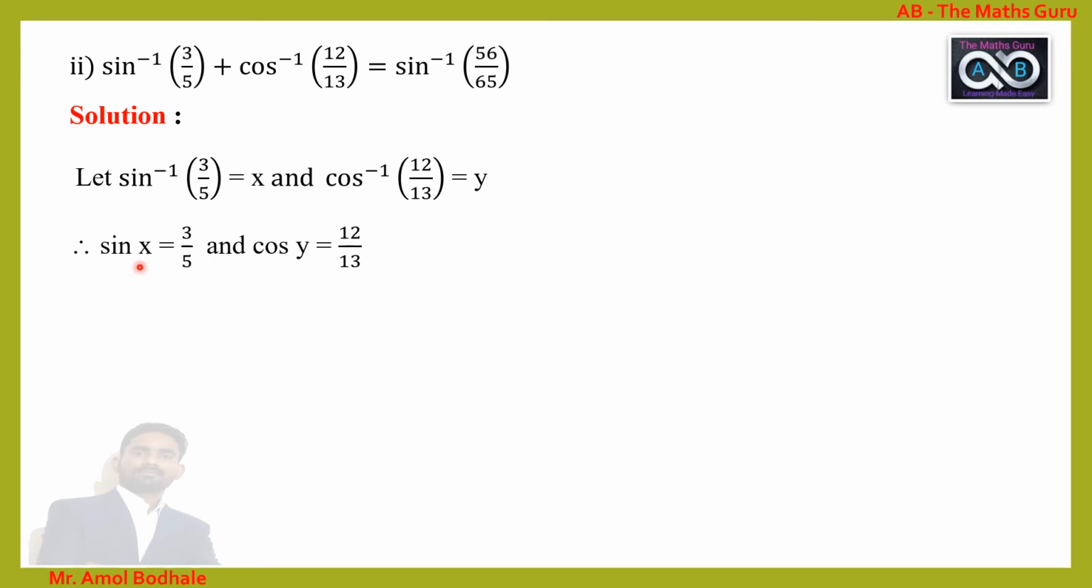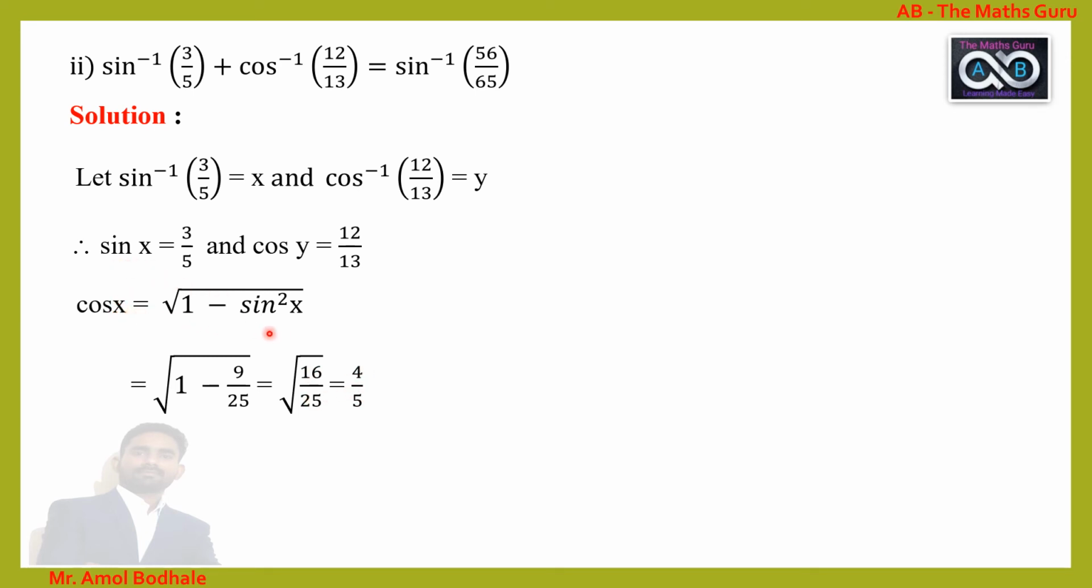If we know the sin of x, then we can calculate cos of x using the fundamental identity sin square x plus cos square x equals 1. So cos x can be written as square root of 1 minus sin square x. We put the value of sin x as 3 by 5 here. We get square root of 1 minus 3 by 5 square, that is 9 by 25. So 25 minus 9 is 16 upon 25, which is 4 by 5. So from sin x we get the value of cos x.